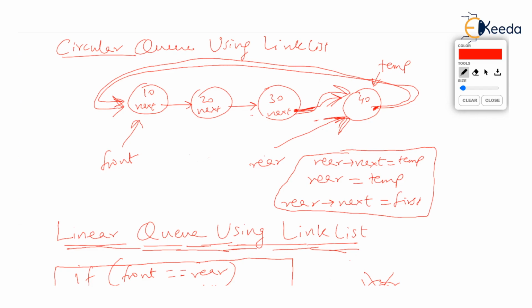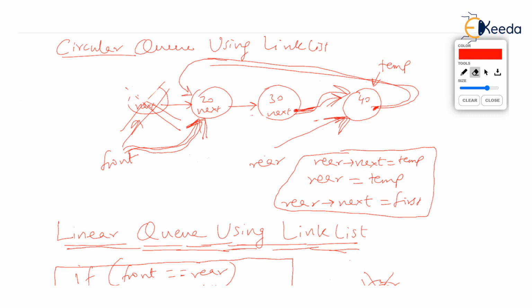Okay, what about the delete function on a circular queue? Delete means the frontmost element should get deleted, isn't it? 10 should get deleted. But if 10 gets deleted, then front should be asked to point wherever front arrow next is pointing. That means 20 should become frontmost. So the statement is front equals front arrow next. One more change has to be done: rear arrow next, that is 40's next, the last node's next, cannot point to 10, but should point to the new front, that is 20. These changes have to be done to delete 10.